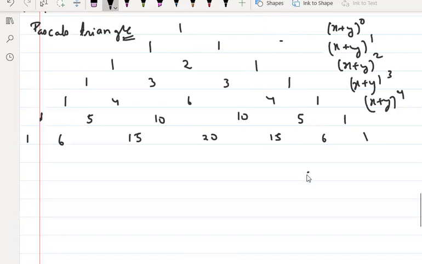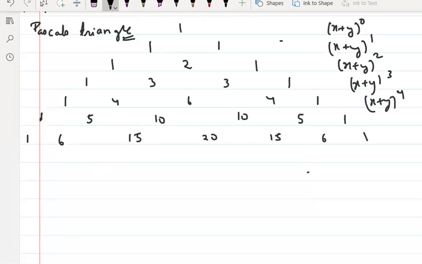There are multiple properties of this Pascal's triangle. See, 1, 1, 1, 1, 2, 3, 4, 5, 6, 7, and 1, 3, 6, 10. So 1 plus 2, 3, 3 plus 3, 6, 6 plus 4, 10, 10 plus 5, 15, 15 plus 6, next term should be what? 21, right? So this Pascal's triangle has lots and lots of properties. Even I don't know all the properties.